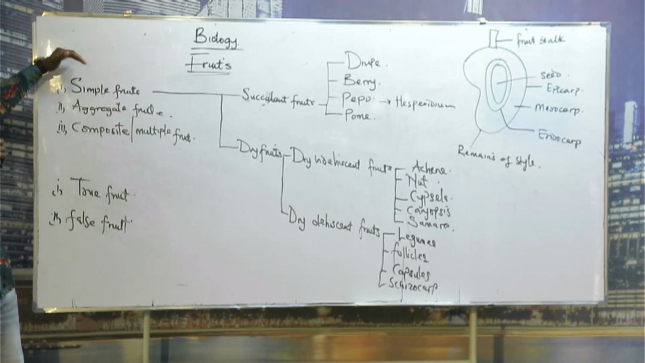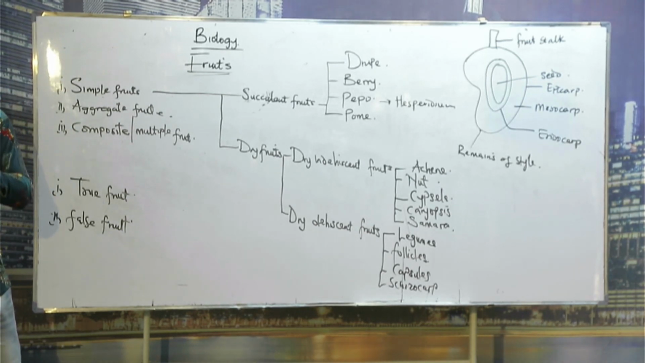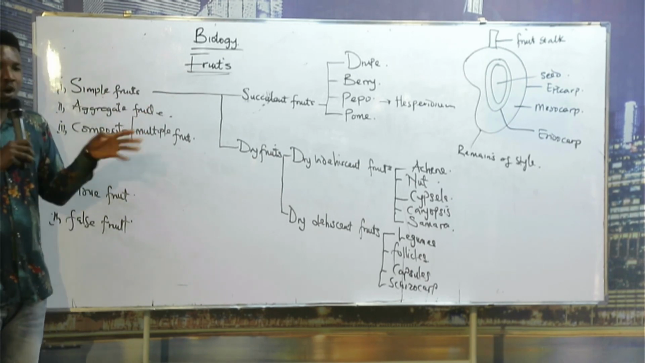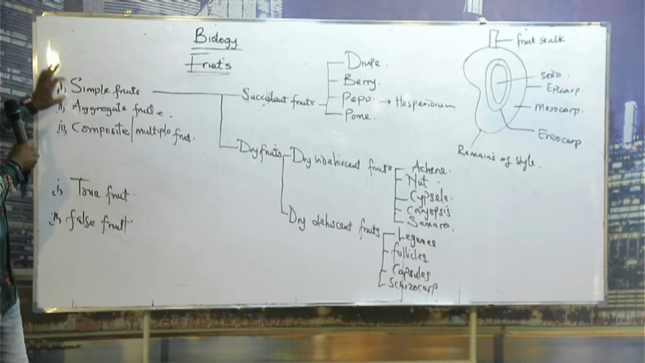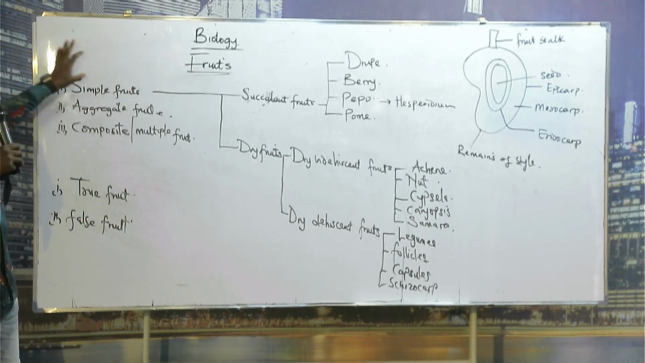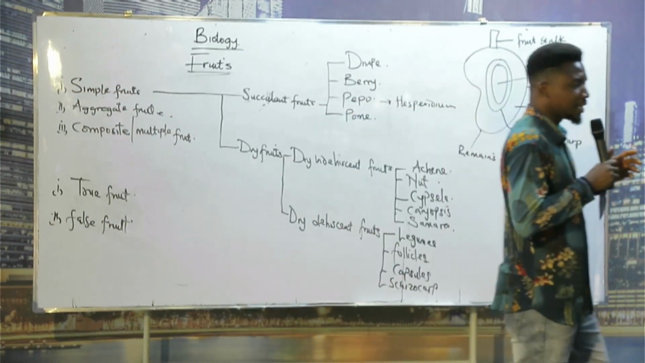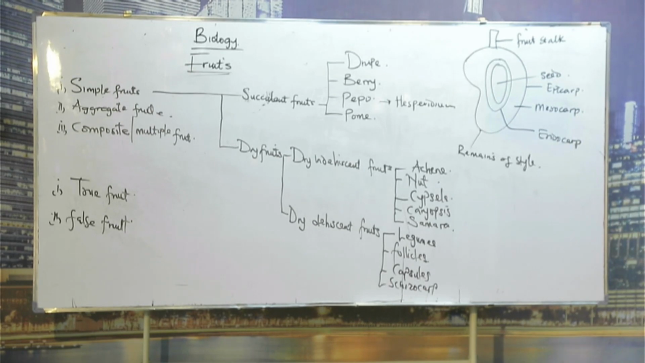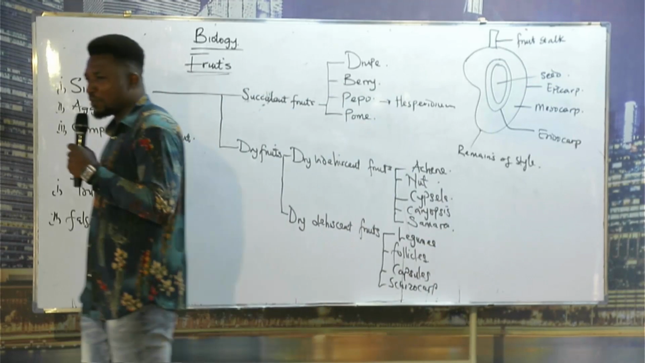Now, this type of fruit is based on the type of flower they are formed from. Do you understand? So any fruit that is formed from a monocarpous or syncarpous flower is under what? Simple fruit. What did I say? Any fruit that is formed from a monocarpous flower or syncarpous flower is called what? Simple fruit. What is a monocarpous flower?